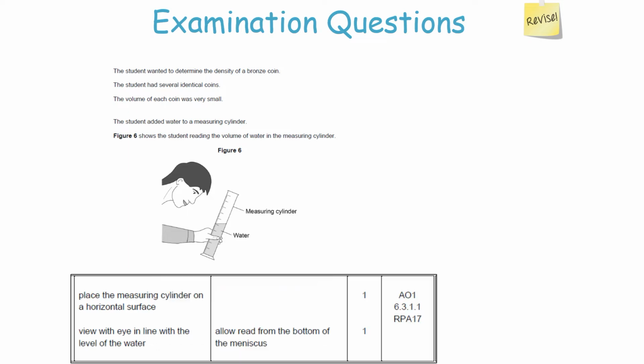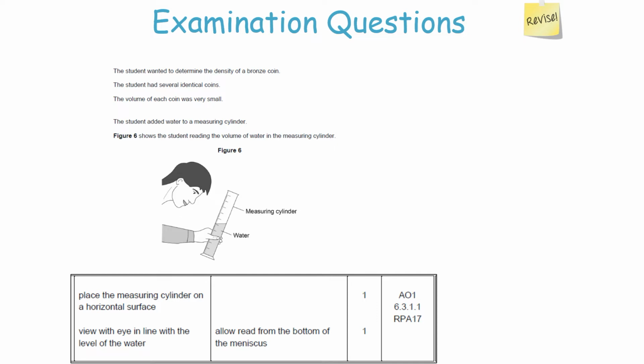an accurate measurement. Firstly, you will place your vessel, your measuring cylinder, on a horizontal surface. It's always important that when you do the water displacement method, you state that you're placing your object on a flat surface. And secondly, you would view in line with the level of the water so you don't get a parallax error. You could also say, linking it into chemistry, reading from the bottom of the meniscus where the water level dips.